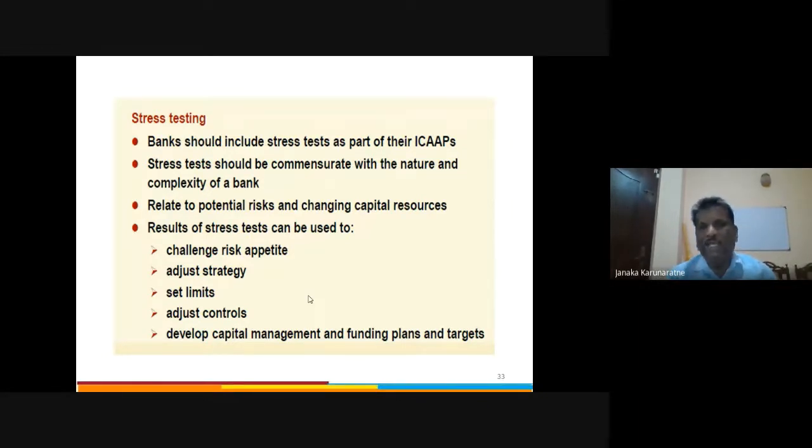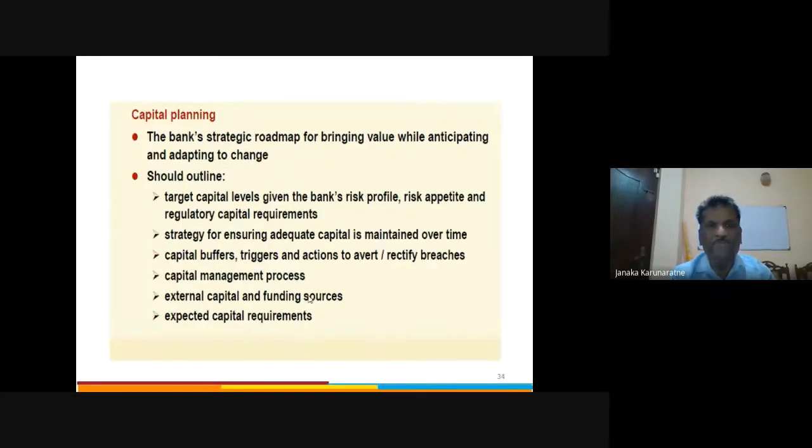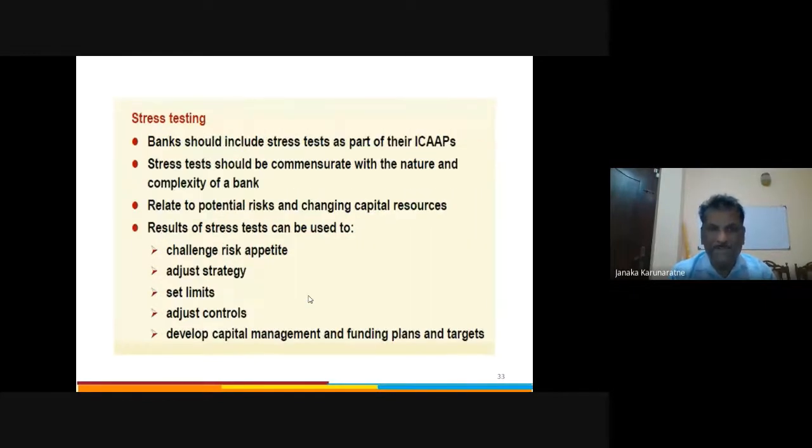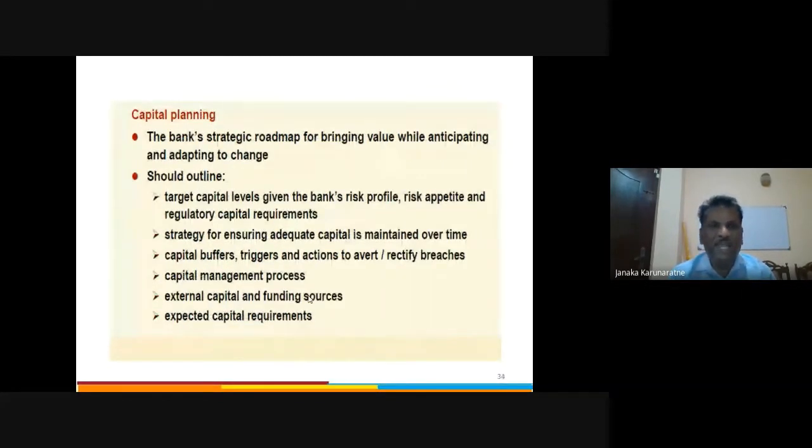But you as a bank, you can do it at an individual level, identify and ensure you have sufficient capital. If not, you need to come up with a capital plan. Okay, so that's capital planning. So what is capital planning? The bank's strategic roadmap for bringing value while anticipating and adapting to change.